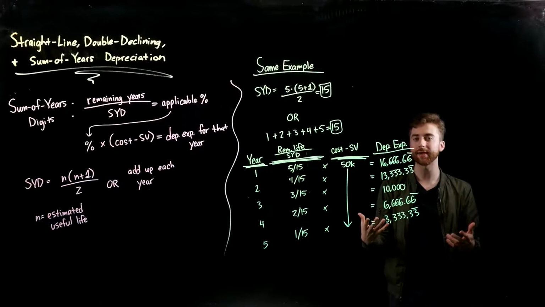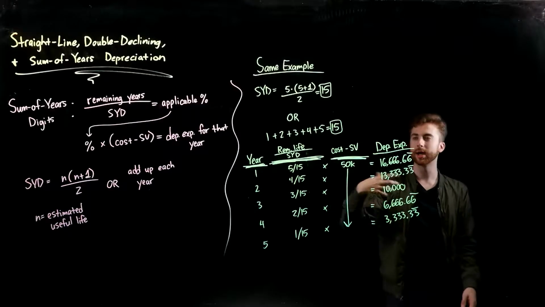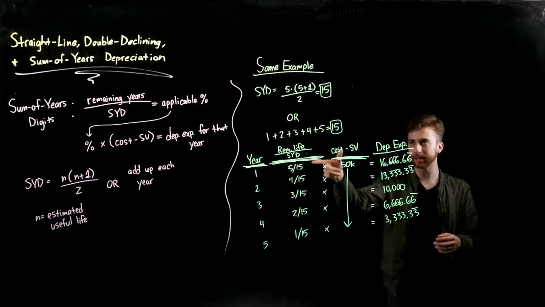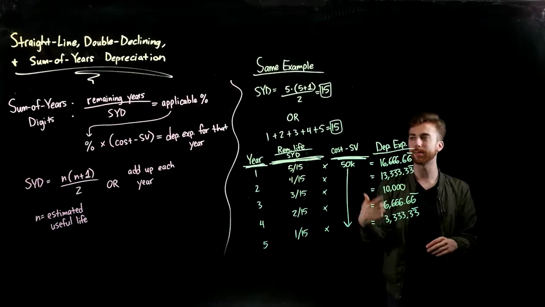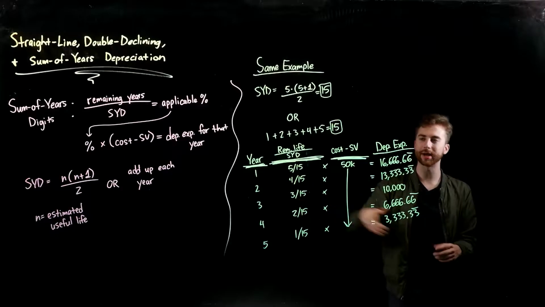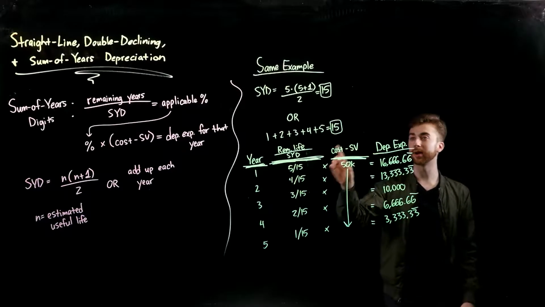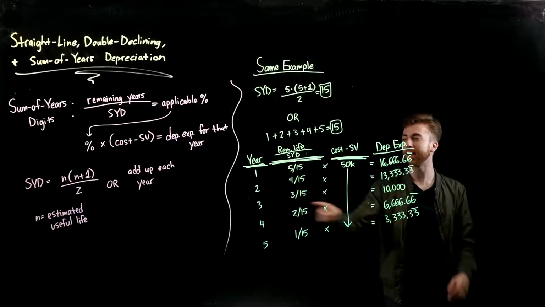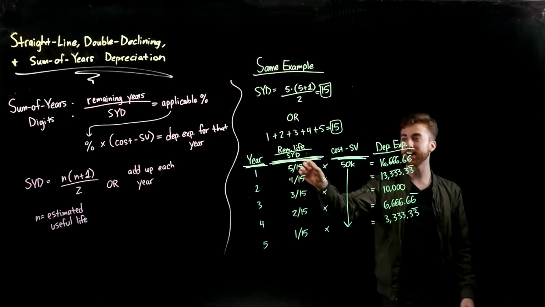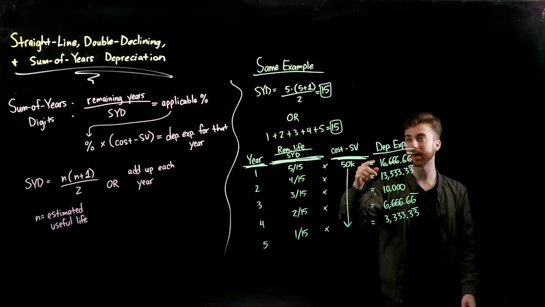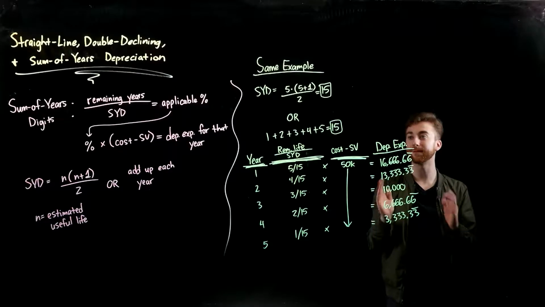So the first thing we're going to have to do is come up with our applicable percentage. The way we do that is the remaining years for a particular year divided by your SYD. So let's go ahead and find our SYD. Two ways you can do it is to plug 5 years, because this is a 5-year useful life, for n, so 5 times 5 plus 1 divided by 2, solve for that, and you're going to get 15.